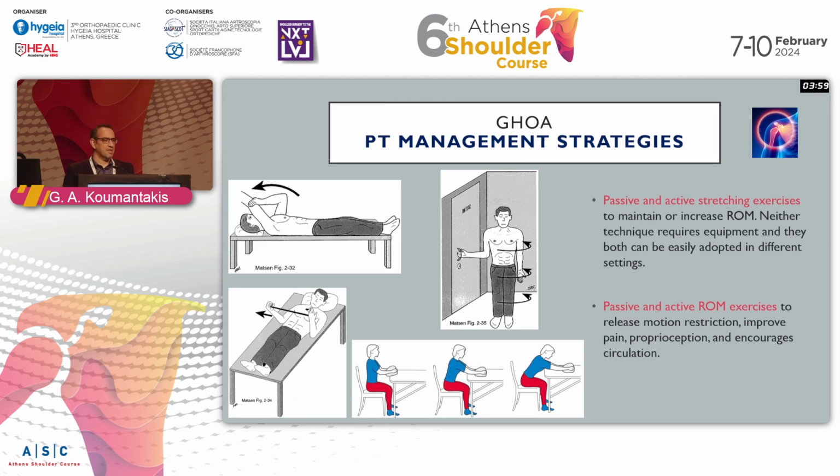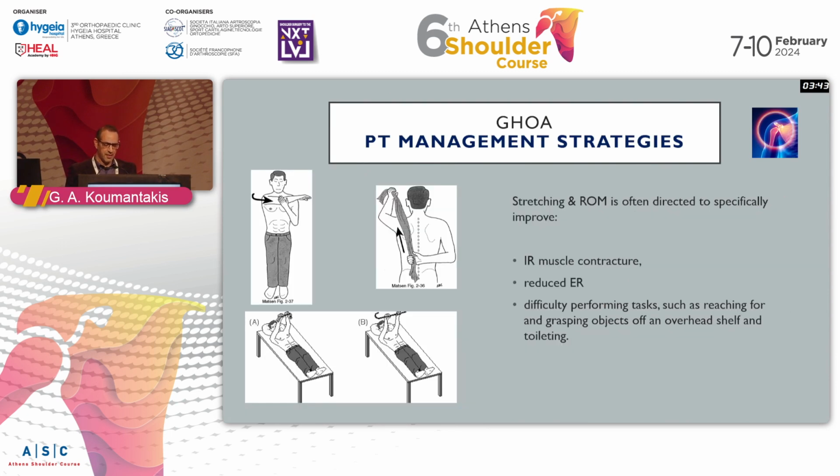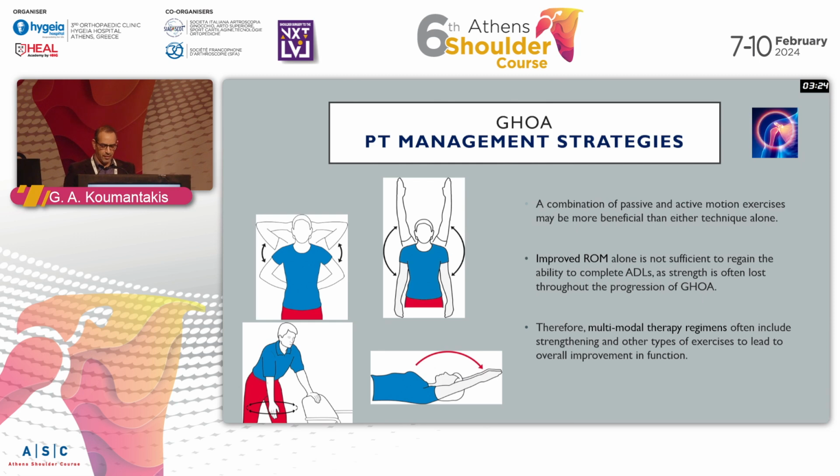Now, the physical therapy strategies that we are using are passive and active stretching exercises and passive and active range of movement exercises to try to mobilize the joint and keep the available range of movement. These are only a few variations that we use. Stretching and range of movement is often directed to specifically improve the internal rotation, the reduced external rotation, and the difficulty performing certain tasks. Again, variations of the same type of exercises. So a combination of passive and active motion exercises may be more beneficial than either technique alone.